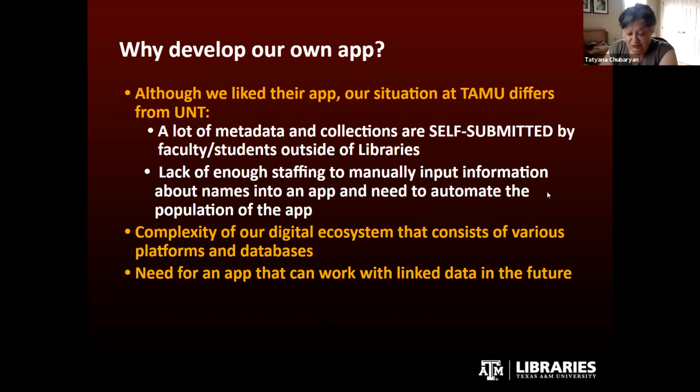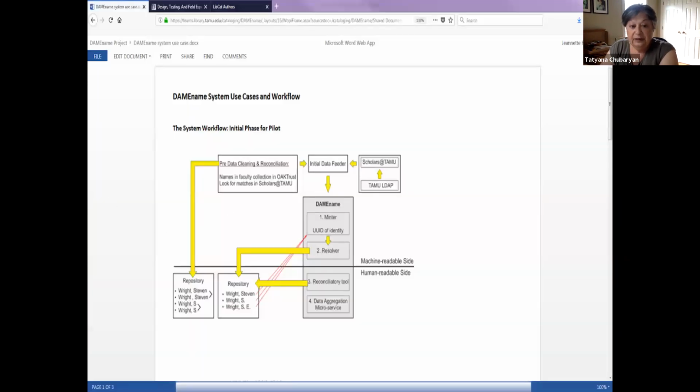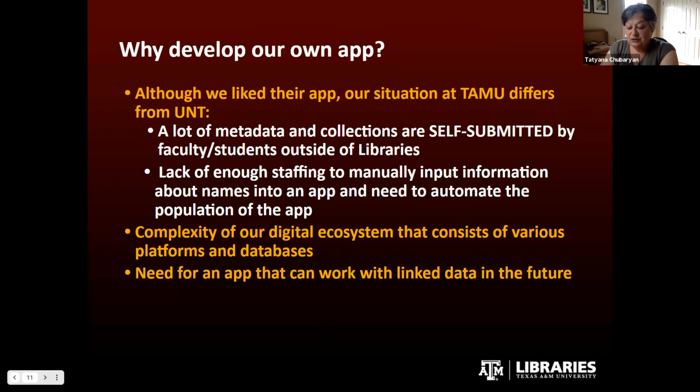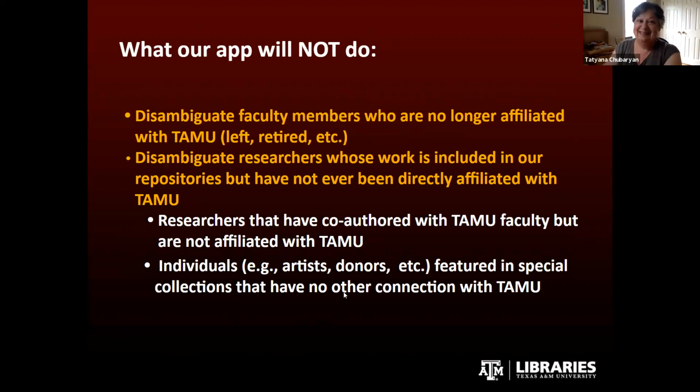Now about limitations, or what our app will not do. It will not disambiguate faculty members who are no longer affiliated with our university. They left, they retired, etc. Researchers whose work is included in our repository but have not ever been directly affiliated with TAMU. Researchers that have co-authored with TAMU faculty but are not affiliated with TAMU. And finally, individuals, that is artists, donors, etc., featured in special collections that have no other connections with Texas A&M. Next, please.